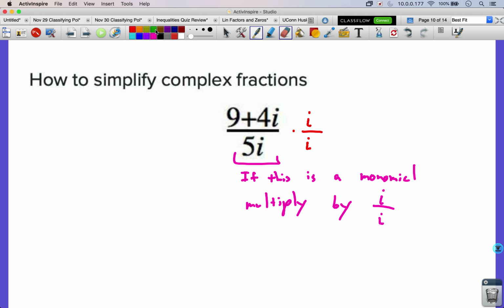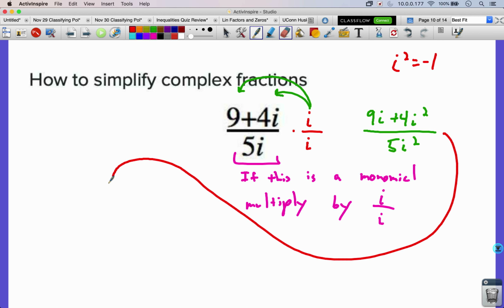All right, when I multiply by i over i, this i has to get distributed. So it'll become 9i plus 4i squared on the top, and the bottom will become 5i squared. The i squared is equal to negative 1. So this becomes, right over here, 9i minus 4 over negative 5. And then on the top there, I want to write it with the i at the end. So this becomes negative 4 plus 9i all over negative 5.